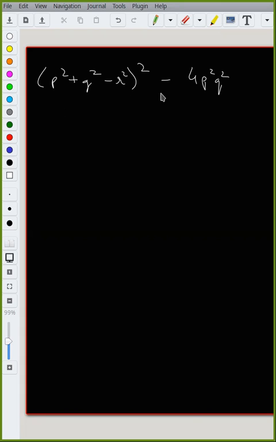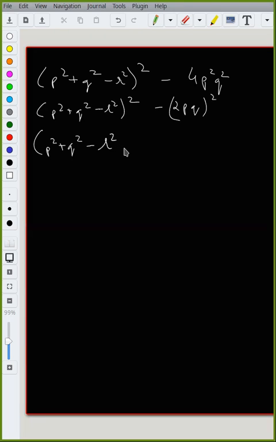This is of the format of a squared minus b squared. So I can write this as p squared plus q squared minus r squared, the whole thing squared, minus 2pq, the whole thing squared. Expand this further. It would be p squared plus q squared minus r squared plus 2pq, and the other one, p squared plus q squared minus r squared minus 2pq.